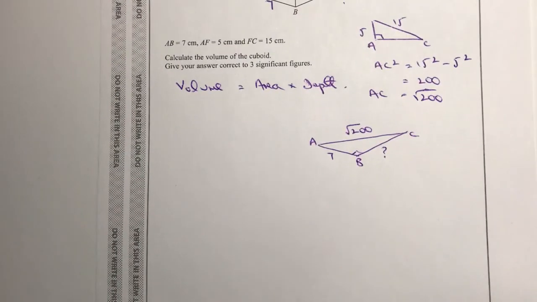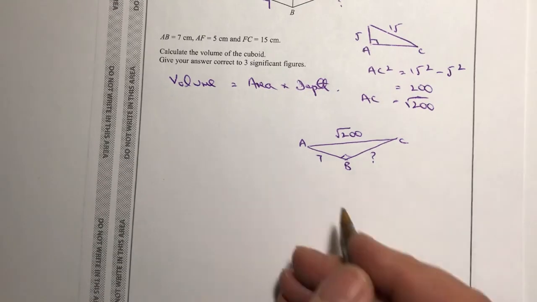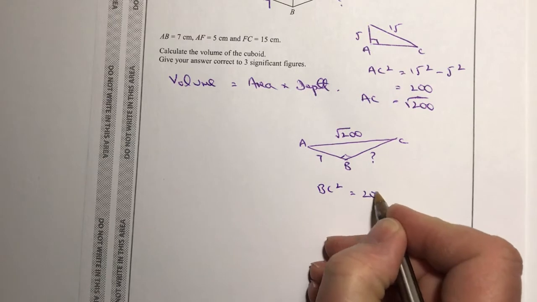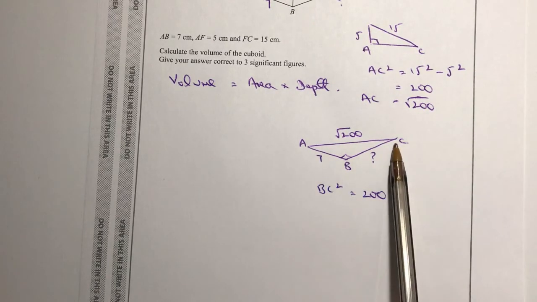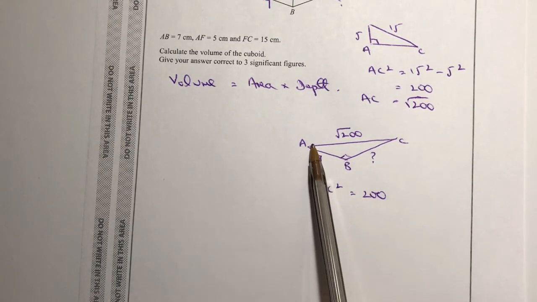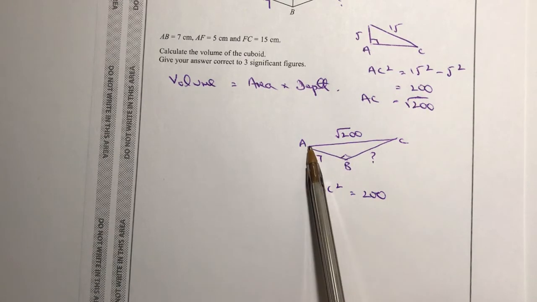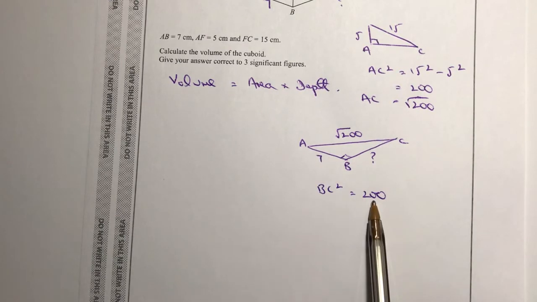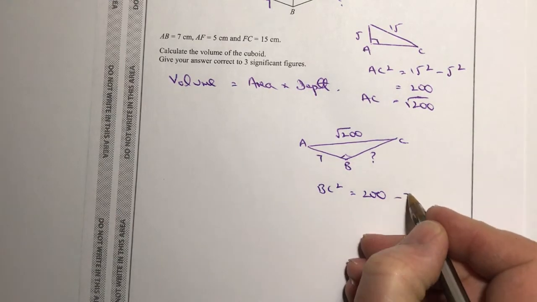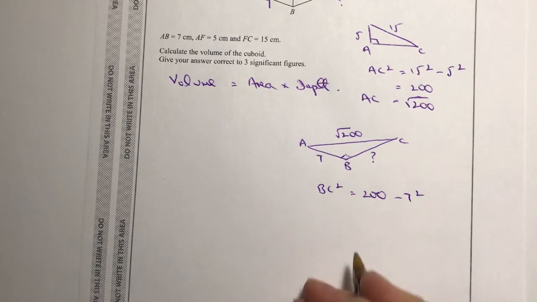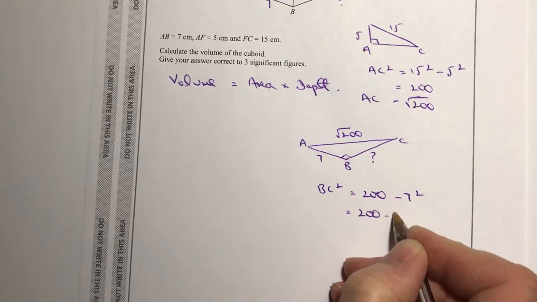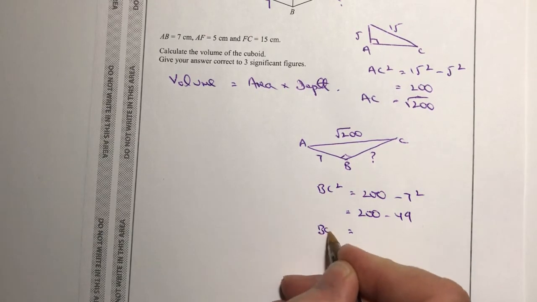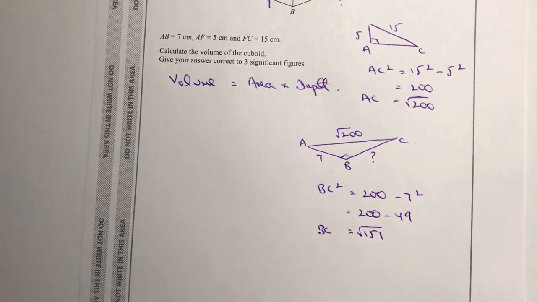Okay, so let's do that. So we're going to say that BC squared equals 200. Don't forget that that's AC squared. Okay, so the actual value is root 200, and the square of that is going to be 200, and that's going to be minus 7 squared. Okay, so that's going to equal 200 take away 49, which is going to give me a dimension of BC, which is the root of 151.